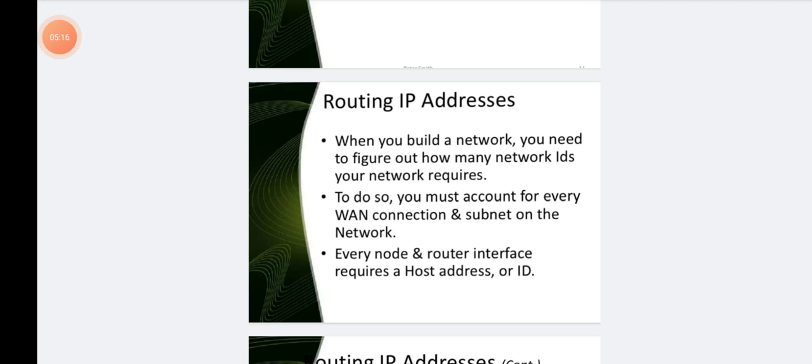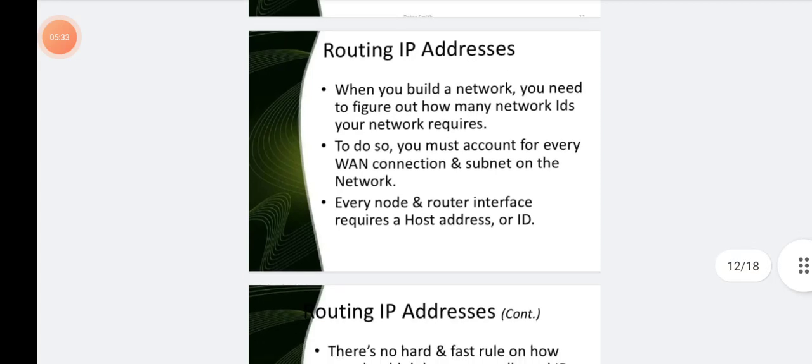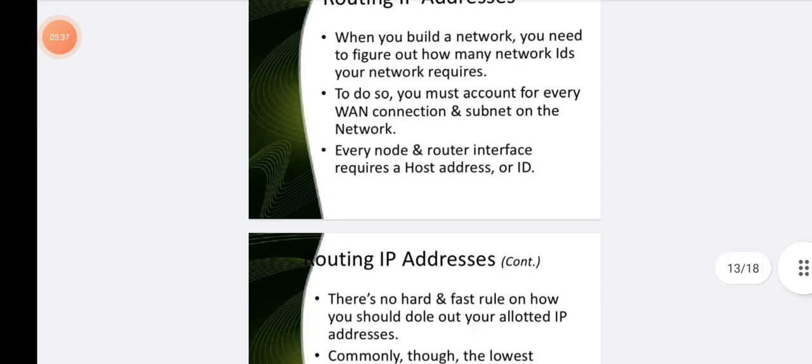Next, the routing IP address. When you build a network, you need to figure out how many network IDs your internet requires. To do so, you must account for every WAN connection and subnet on the network. Every node and router interface requires a host address or ID.